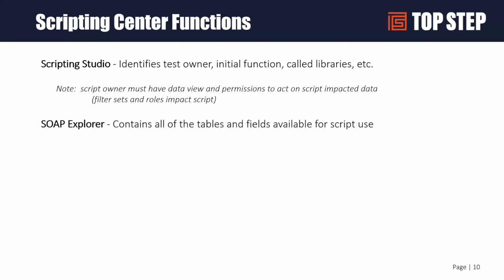The SOAP Explorer shows you all of the tables and fields available for script use. This is really handy. When you use the SOAP Explorer, you'll see a drop-down that shows you every table that you can access via script. And when you click that table, then the next drop-down underneath is a dependent choice list that will show you all of the fields available for that table. Why this is so helpful is that it gives you the exact spellings and punctuations that you need to use if you're going to call that table and field.